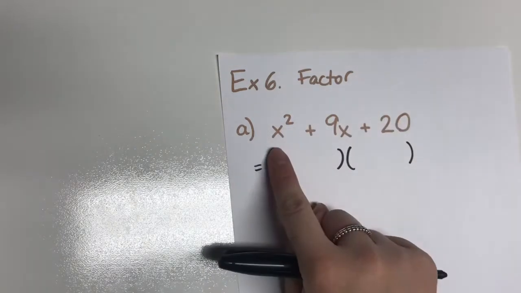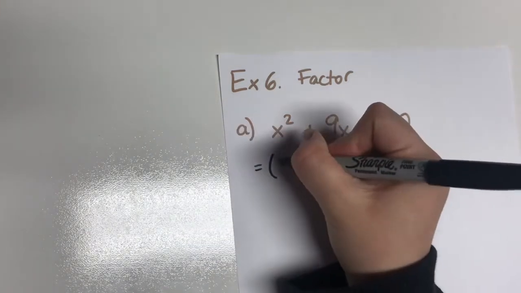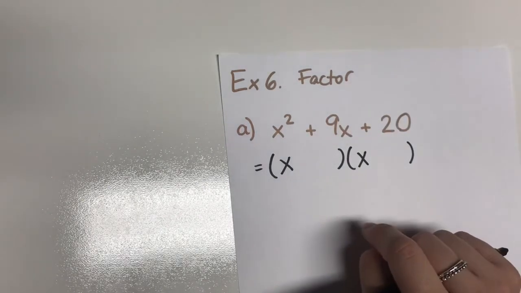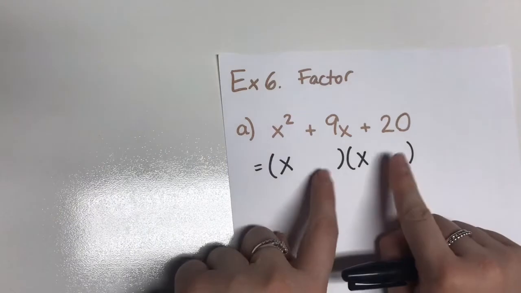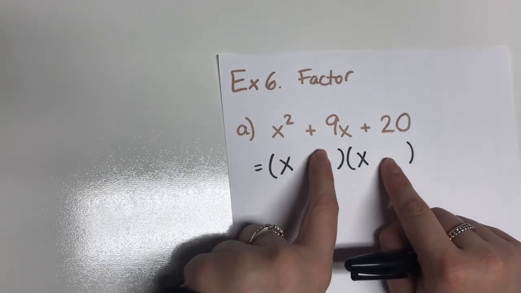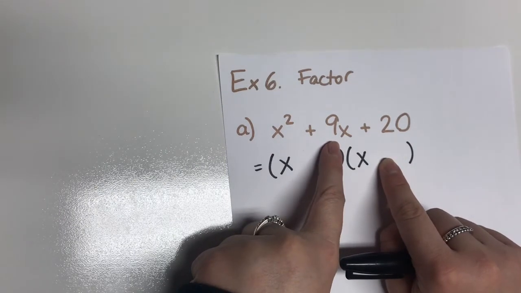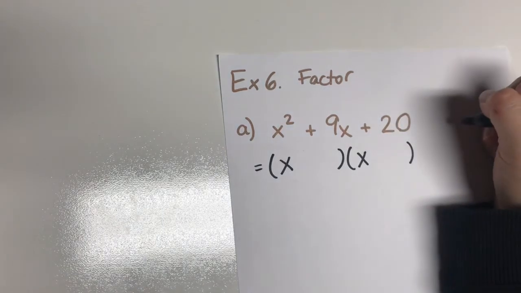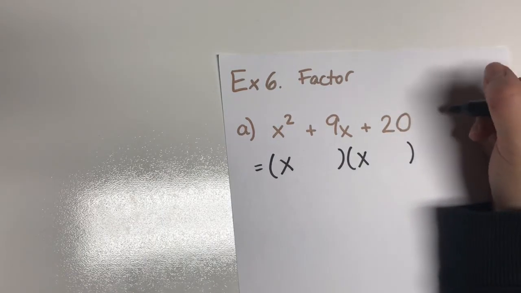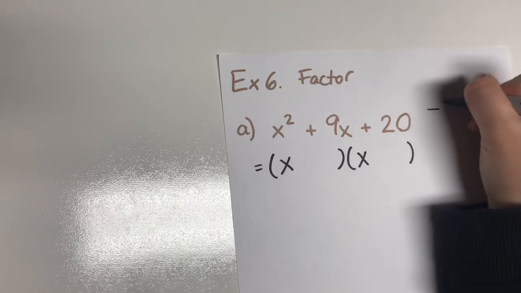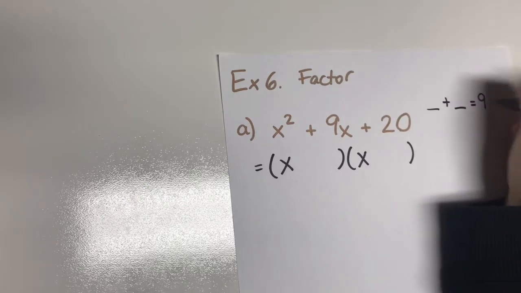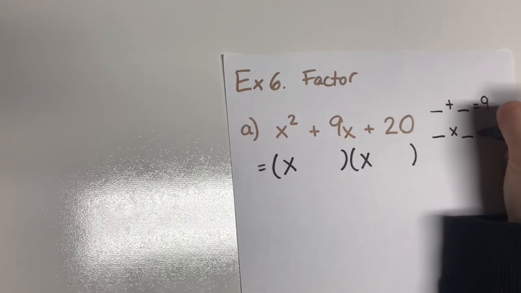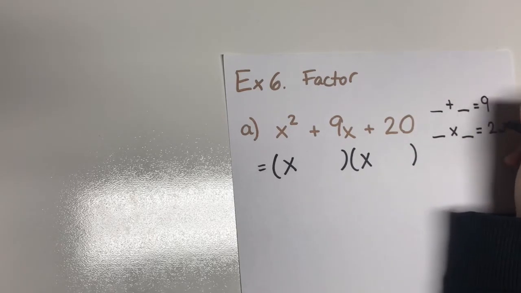multiplied. There's nothing in front of the x squared, so I know that my answer is going to look like this. There's going to be two x's in the front. And then to figure out what numbers go here, I'm going to look at the 9 and the 20. I'm going to look for two numbers that I can add together to get 9, and the same two numbers I want to multiply together to get 20.